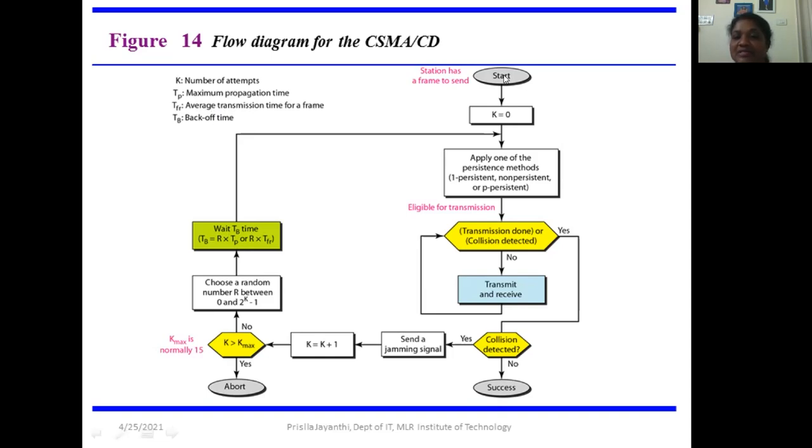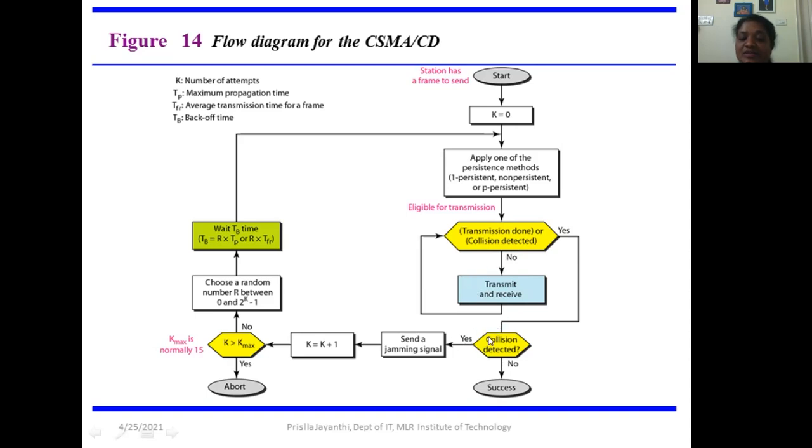Now let's see what happens in the flowchart. The station has a frame to send, so it can apply any of the three persistent methods: one-persistent, non-persistent, or p-persistent. Then the transmission can take place or a collision can be detected. Once the collision is detected, it comes out. If it is no, that means the transmission has taken place. If collision detection is no, then the transmission of the frame has taken place and it has been received by the receiver side.